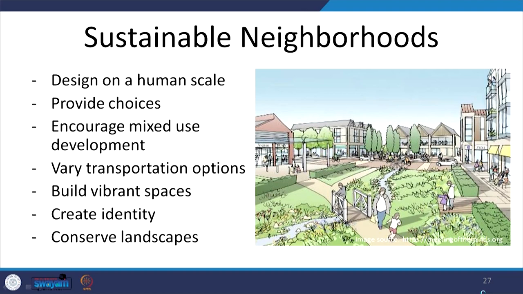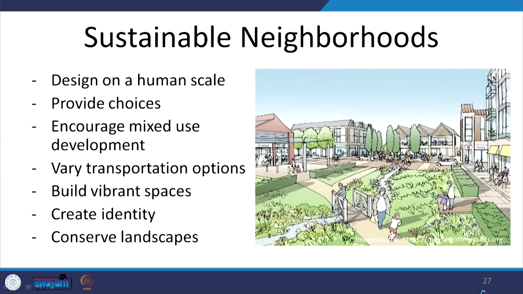So, when we are looking at the neighborhood scale, not at the building scale, we have to design on a human scale. We have to provide choices, as we have already discussed. We have to encourage mixed use development at any given point of time for ensuring sustainability at a little larger scale, say a neighborhood or even larger than that. Encouraging mixed use development enhances the socio-economic aspects of the entire development.